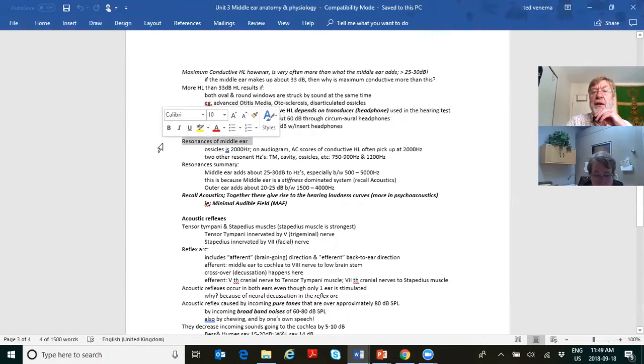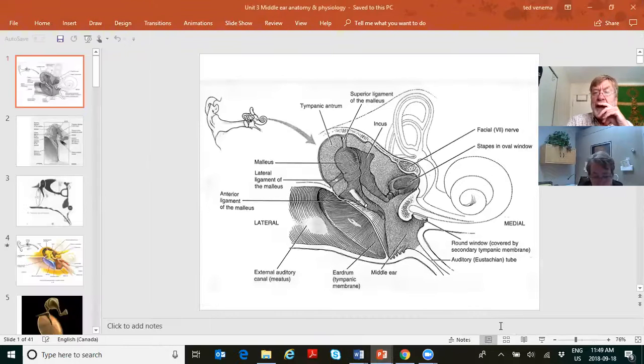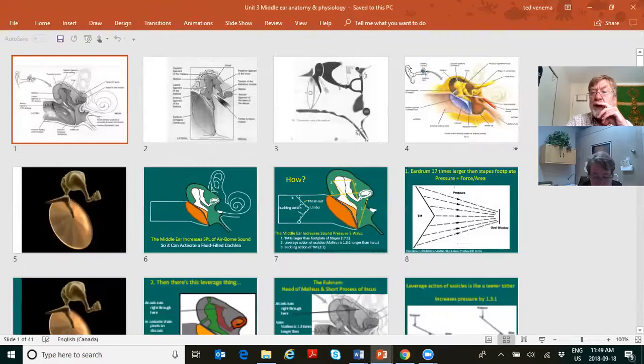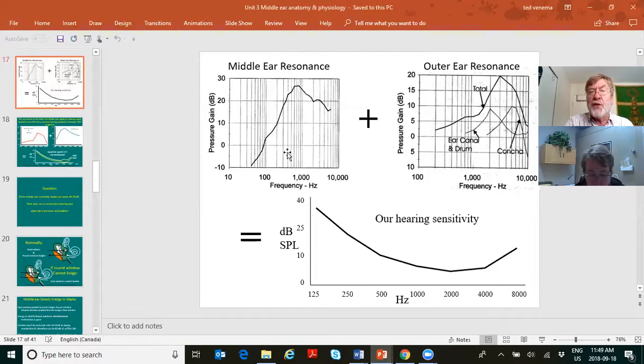Resonances of the middle ear. We know that the resonances of the middle ear ossicles, okay, now I will go to that. Let's go down the page here. The resonances of the middle ear ossicles: if you look at the left, you'll see this curve going up here. This is showing you that the whole middle ear, ossicles, and the middle ear space itself has a resonance around here, right where I'm circling.